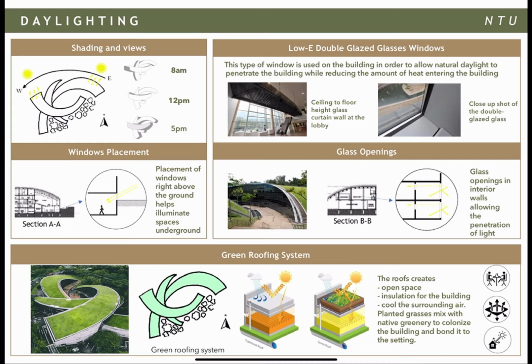Green roof system is also a main feature in this building. The roof creates open space, insulation for the building, cools the surrounding air, and planted grass mixed with native greenery to colonize the building and bond it to the setting.